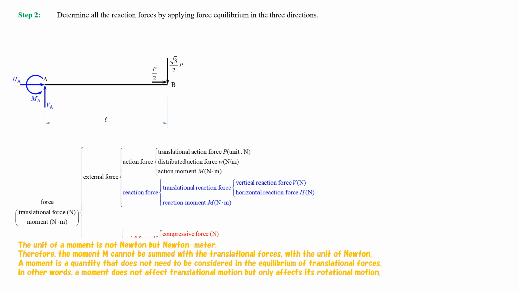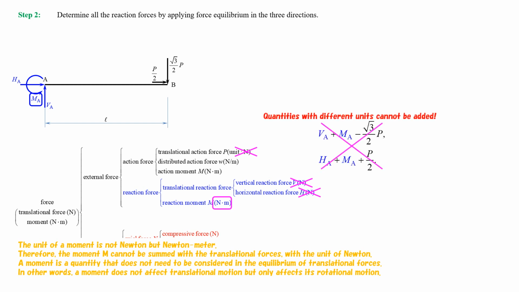The unit of a moment is not Newton, but Newton meter. Therefore, the moment M cannot be summed with the translational forces with the unit of Newton. A moment is a quantity that does not need to be considered in the equilibrium of translational forces. In other words, a moment does not affect translational motion, but only affects its rotational motion.